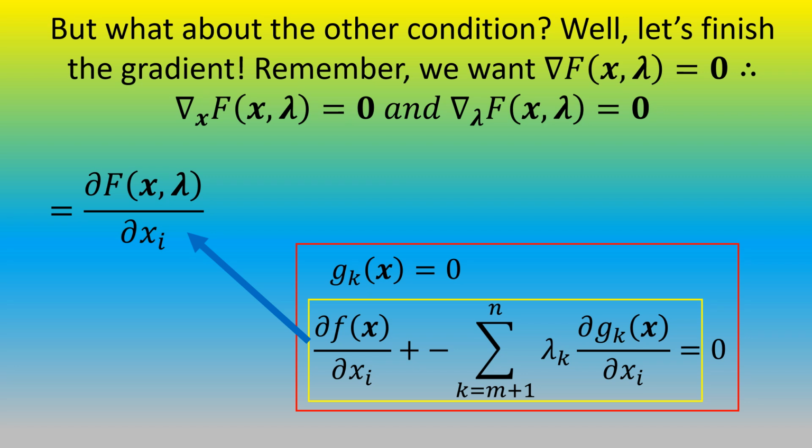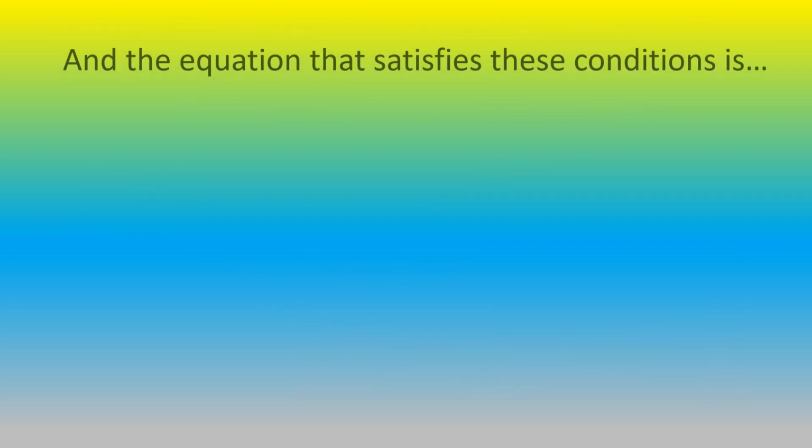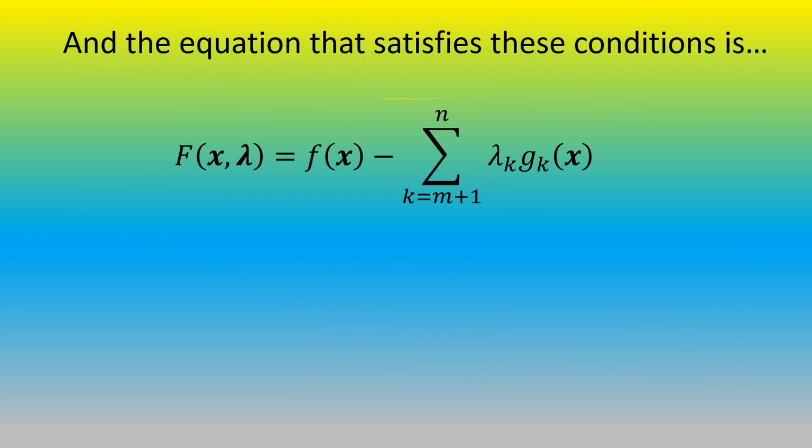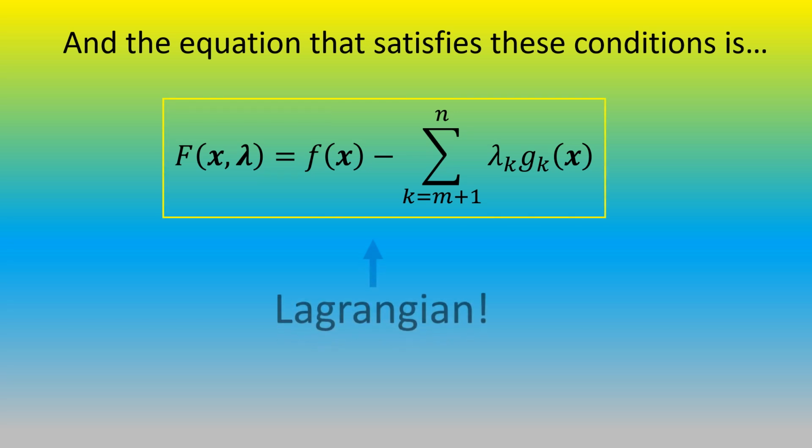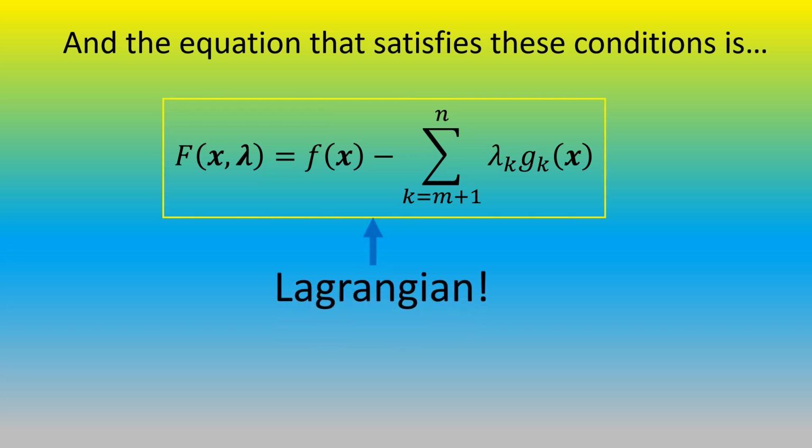Remember, we want the gradient across the variables of F of x, lambda to be equal to 0. That means that the gradient across both variables of F of x, lambda must be equal to 0. So that means that each element within the lambda gradient must be equal to 0, and g sub k is equal to 0. Therefore, g sub k must be equal to the elements, and the equation that satisfies these conditions is the Lagrangian, capital F of x comma lambda.